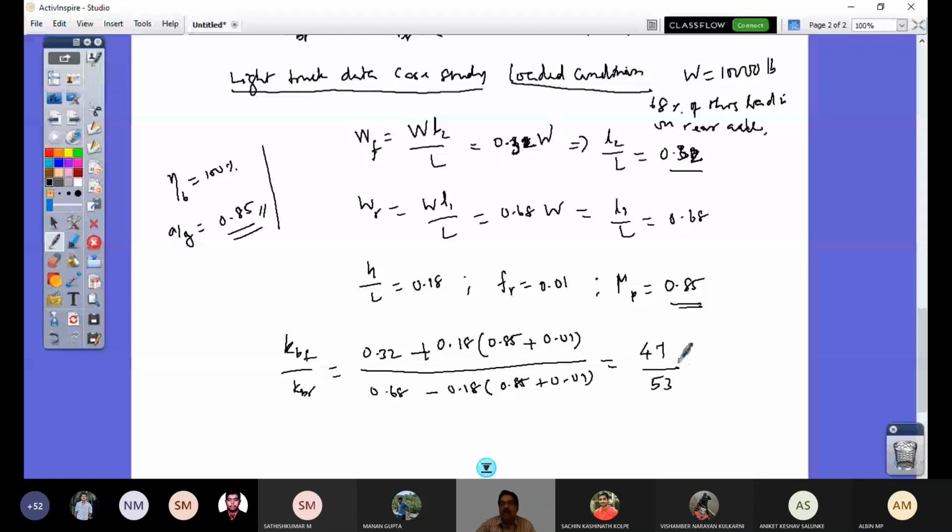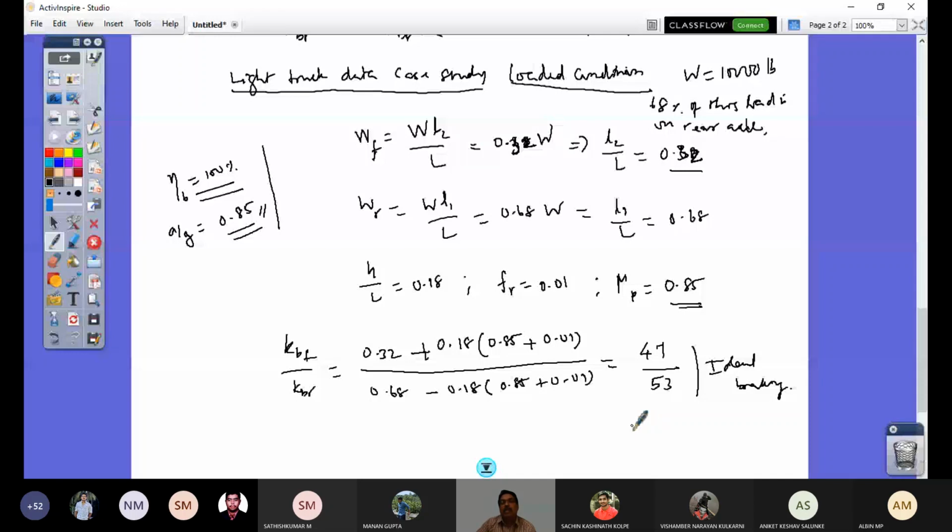So what do you mean by this? 47% of the total braking force that is coming from the brake system should be distributed to the front axle braking force. That is what is KBF. And then 53% should be on the rear. So if that is so, I would get my ideal braking. With ideal braking, I would achieve 100% efficiency of my braking system and the wheels will not be locked. This is a condition of just impending wheel lock. It's not wheel locking, it's the impending stage of wheel lock.